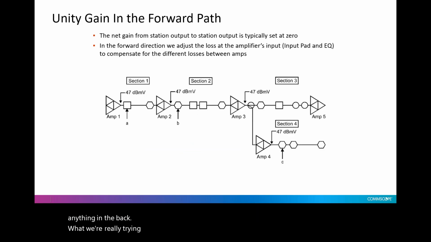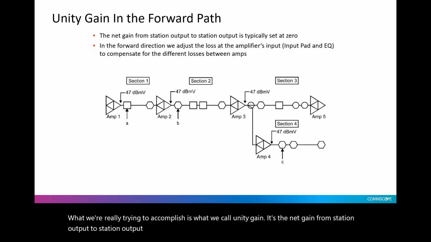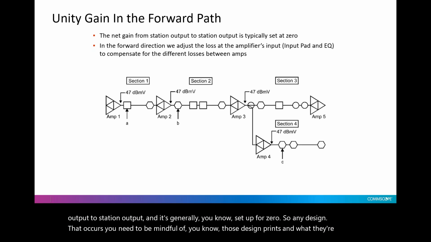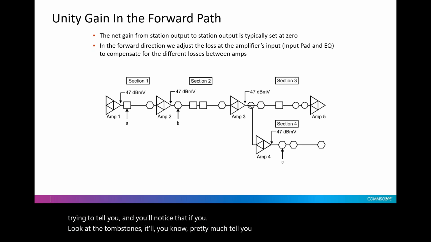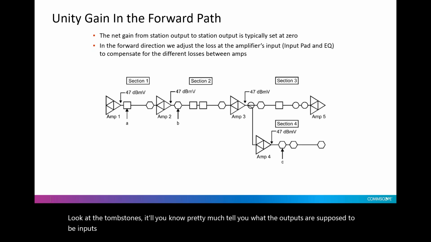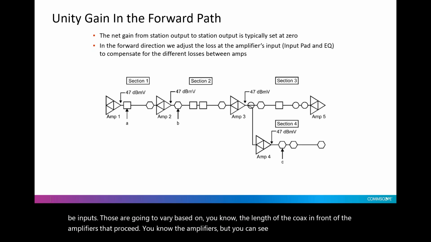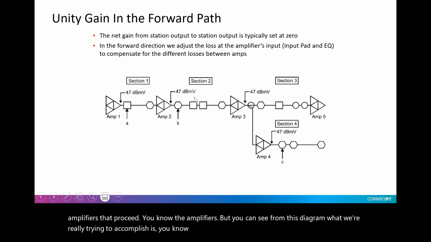What we're really trying to accomplish is what we call unity gain. It's the net gain from station output to station output, and it's generally set up for 0. So any design that occurs, you need to be mindful of those design prints and what they're actually trying to tell you. And you'll notice that if you look at the tombstones, it'll pretty much tell you what the outputs are supposed to be. Inputs are going to vary based on the length of the coax in front of the amplifiers that precede them. But you can see from this diagram, what we're really trying to accomplish is 47 out here, 47 out here, 47 out here, and 47 out here.